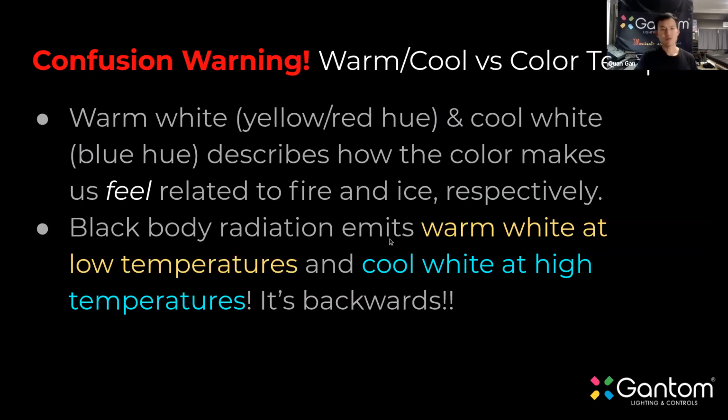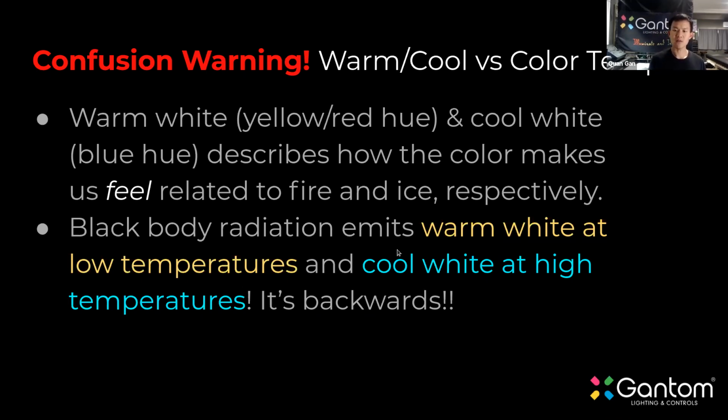Now, I have to warn you about some potential confusion. You may have heard the terms warm white and cool white, and you've also heard color temperature. These things are related, but they're inversely related, in that they're backwards. Warm white refers to light that has a yellow or red hue to it, and we call it warm because we associate it with fire, which feels warm to us. Cool white typically has a bluish hue, and we associate it with something cool, such as ice. So we call it cool white.